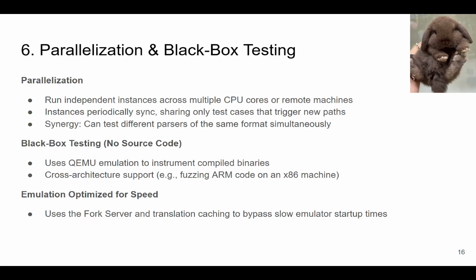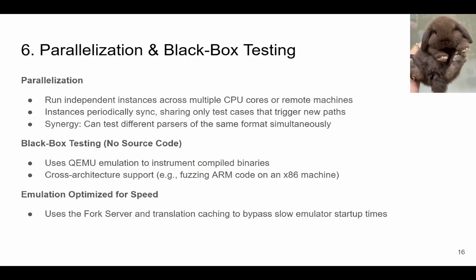In terms of black box testing, if you don't have the source code to inject the tracking code, AFL is able to use a custom version of the QEMU emulator where it will watch the compiled blocks run and then track the edges on the outside. And so you can even fuzz cross-architecture code, like testing an ARM binary on an x86 laptop, which is really, really cool.